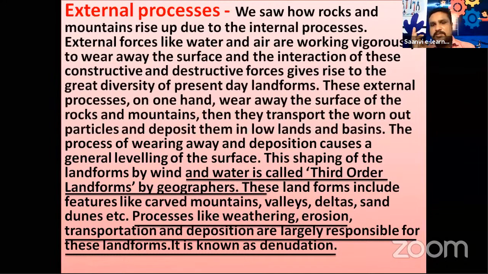Already we know first order landforms are oceans and continents. Second order landforms are the physical features: plain, plateau, and mountain. And now we have third order landforms. How do these landforms form? Due to the movement of wind and water. You all know that all the water bodies originate in the hilly region. When it flows, it carries a lot of silt, sand and debris along with the water and deposits it into the low-lying area.